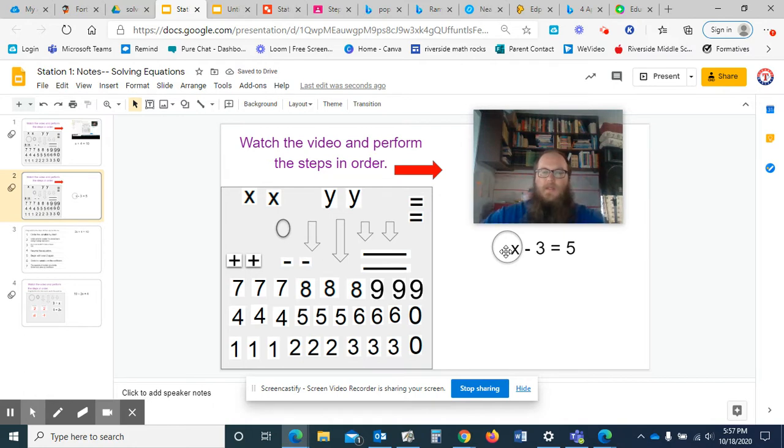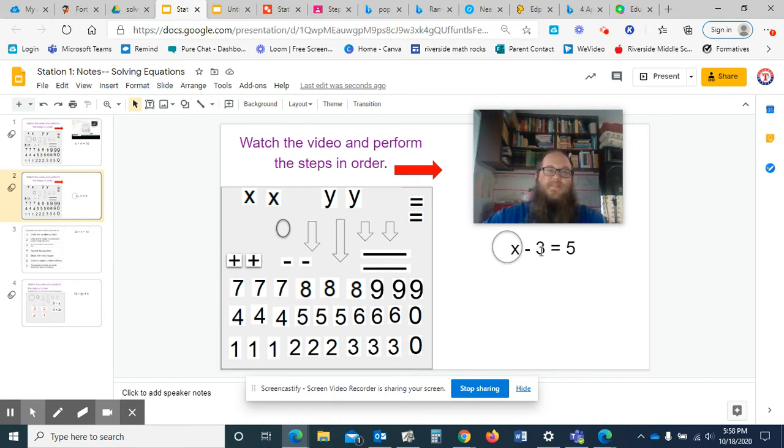So it's going to be by itself right now. But the problem is this time we have a minus 3 next to our x that we need to get rid of. So we need to eliminate the minus 3. Now here's where the term inverse operation comes in. The word inverse is just a mathematical word we use to mean opposite. So inverse just means the opposite of something.